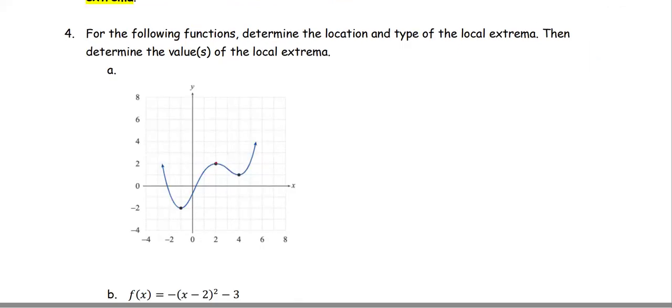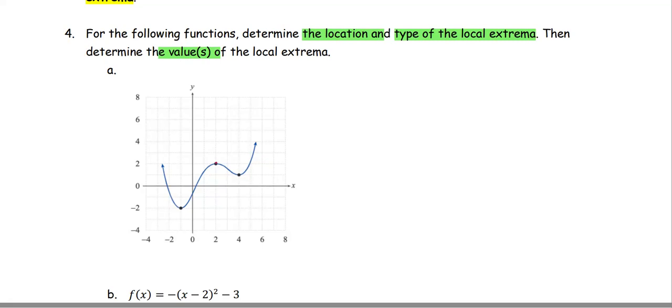In this Example 4, we are going to determine the location and type of the local extrema, then determine the values of the local extrema. For the location, that means we look at the ordered pair and determine whether it's a local max or local min, and also identify the value of the local max or local min.